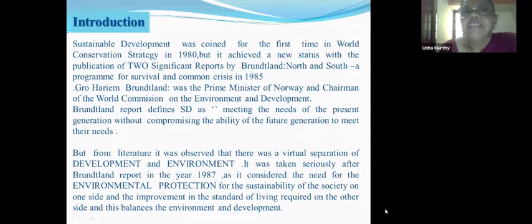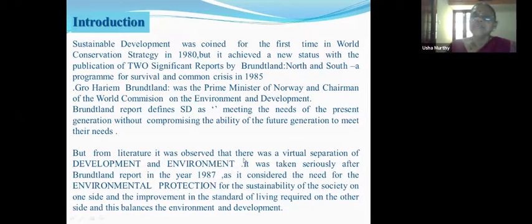Now, sustainable development, the word was first coined for the first time in the World Conservation Strategy in the year 1980, but it received a new status with the publication of two significant reports by Brundtland, North-South, a program meant for survival and common crisis in the year 1985. G.H. Brundtland was the Prime Minister of Norway, and she was also the chairperson of the World Commission on the Environment and Development. Actually, she defined sustainable development as meeting the needs of the present generation without compromising the ability of the future generation to meet their needs.